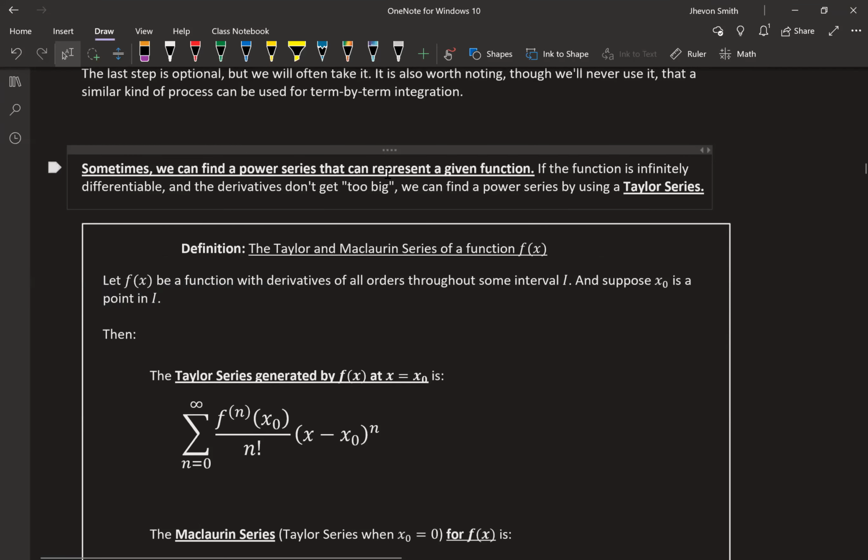Now, sometimes you want to find a power series that represents a function. So I have a function, but I instead want to replace it with a series.